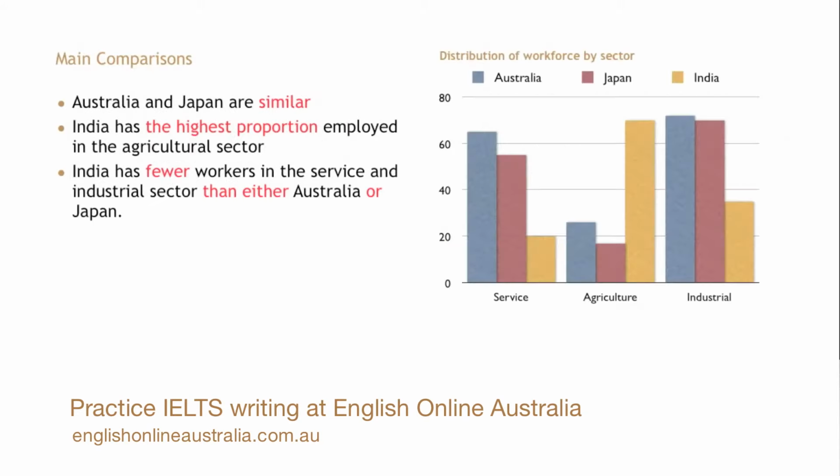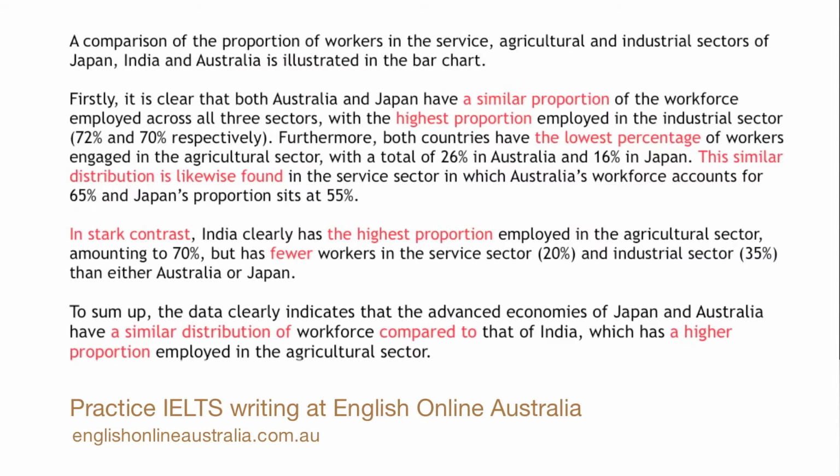Now, if we look back at the main comparisons, the simple comparisons we made before, we can see we've used that language of comparison and contrast in our writing. Here are some examples. Highest proportion, the similar distribution is likewise found, in stark contrast, so a very big contrast. We've also used a range of ways to express numbers, both within the sentence and within brackets. So we're trying to show that we have a range of language that we can use in an academic style.